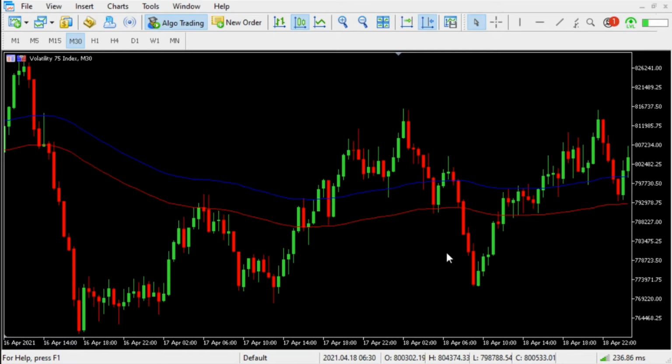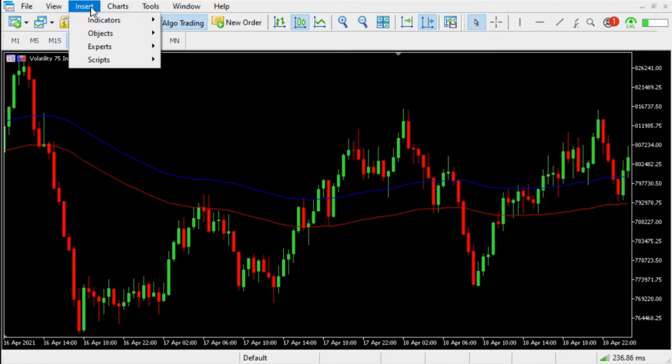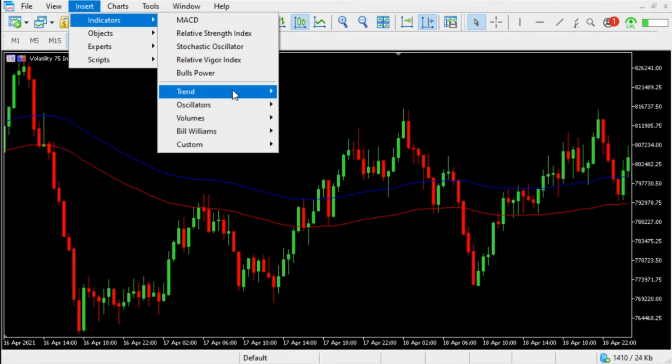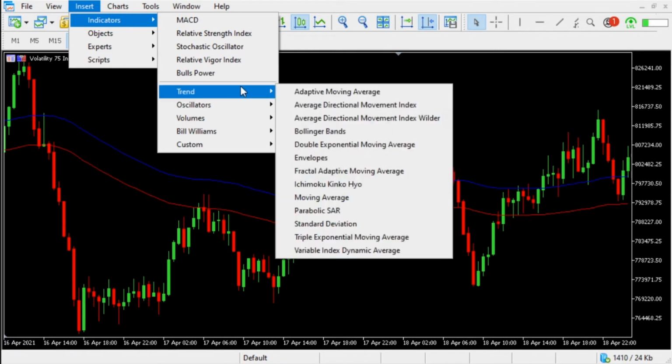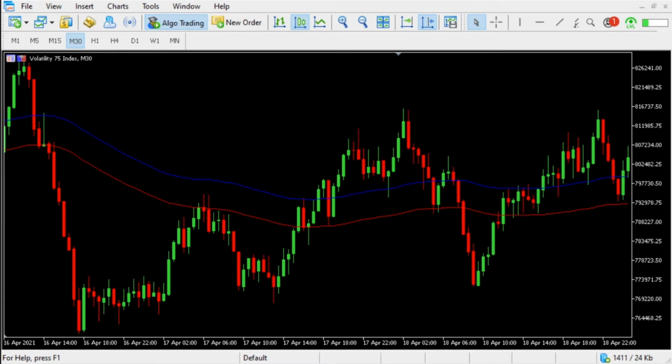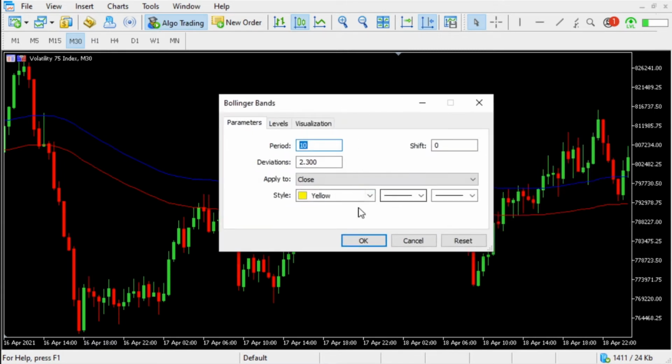The third and final indicator we are going to place on our chart would be Bollinger Bands. Insert, trend, Bollinger Bands, and they will be of a period of 10, deviation at 2.3, and applied to close. The style I'm going to choose is going to be yellow.